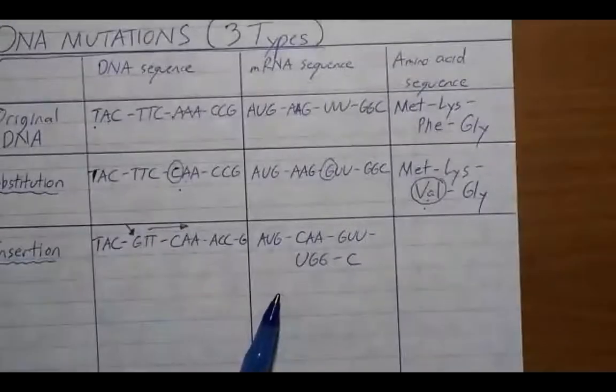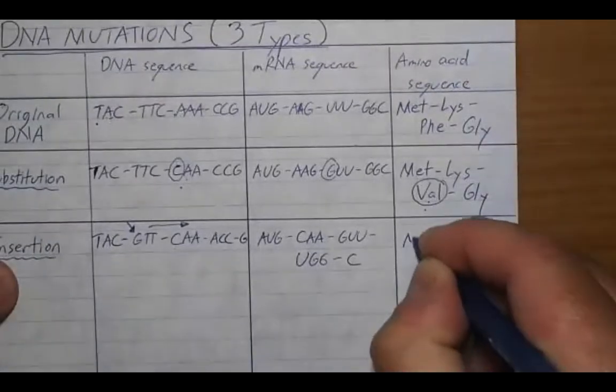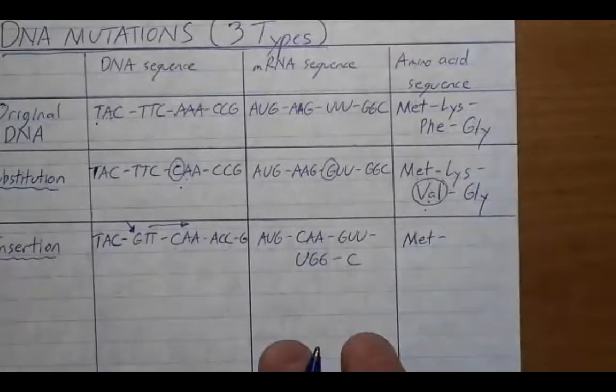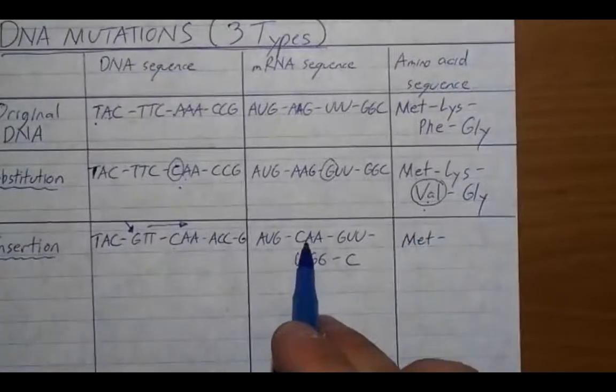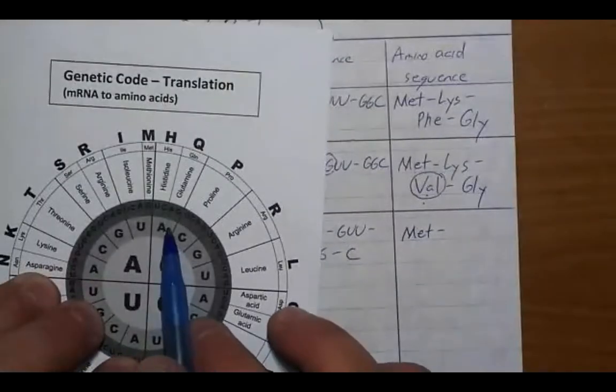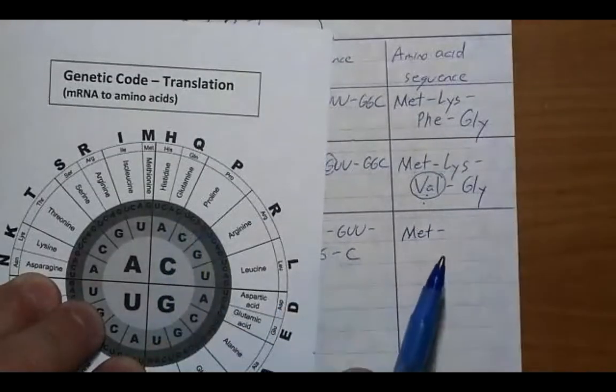All right, what does that do to our amino acids? Well, AUG is still met. No change there. Okay, but this is now CAA. So I go over here, CAA is glutamine.